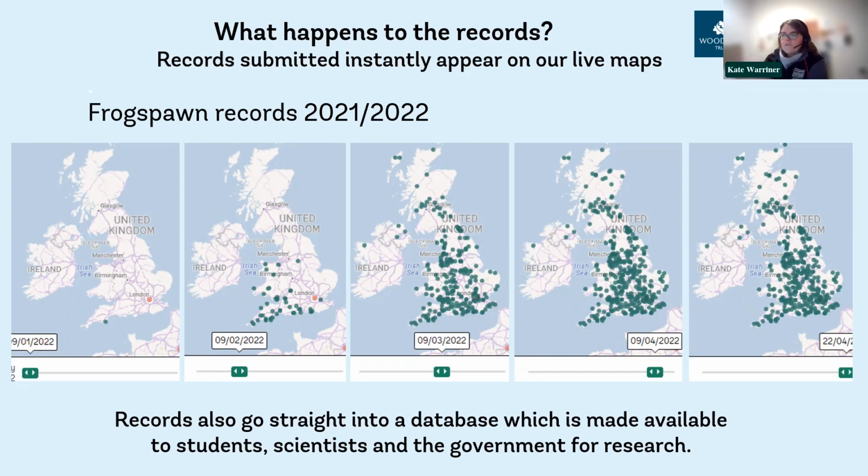Here's an example of frogspawn records from last year, 2022, starting with the first record in the southwest of England on the 9th of January. Not really surprising, it's quite warm down there. And then by the 24th of April, you've got all of the records there across the country. Researchers, students, scientists, etc., can have access to all this data.